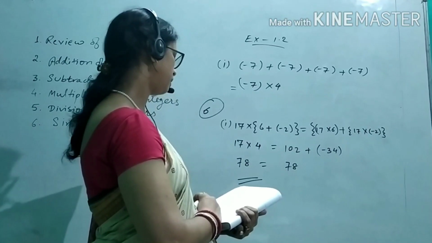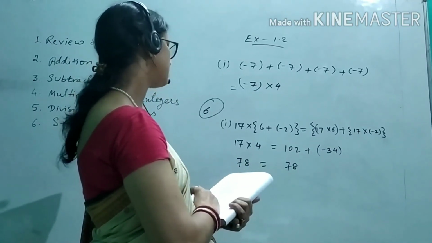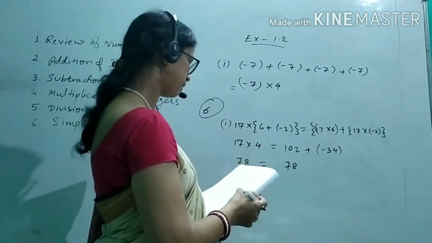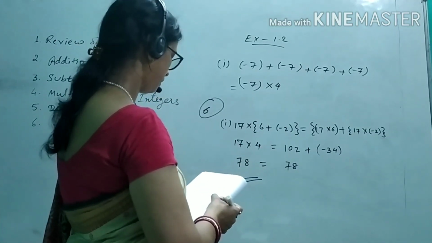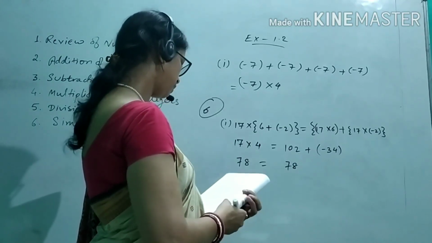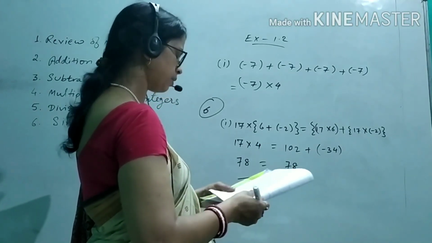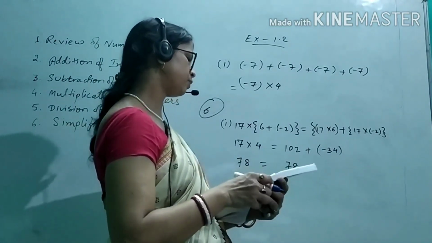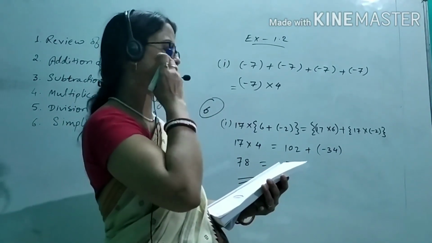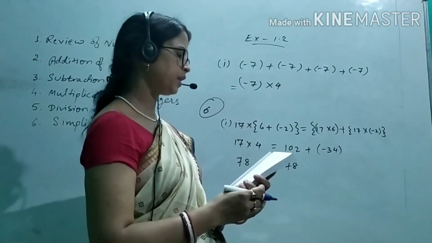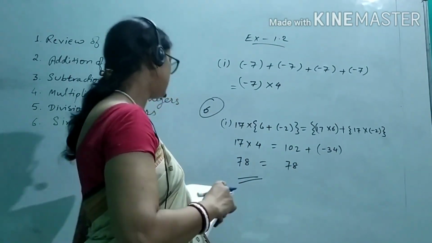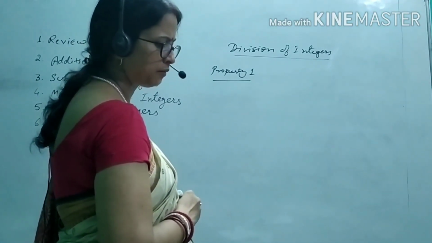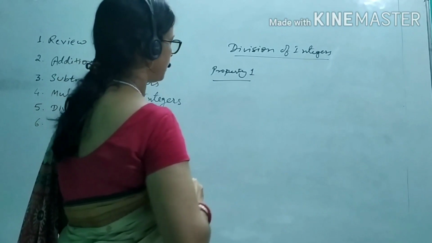So here what you have to write is that hence verified, proved that both the statements are correct only. Okay. Now children, you solve all the given questions. Now coming to the division of the integers. Children, while dividing two integers, you have to keep something in mind. The first property: any non-zero integer divided by the same integer, the answer becomes 1.